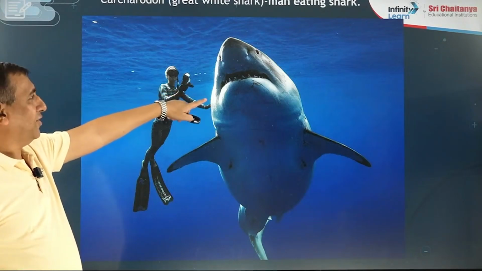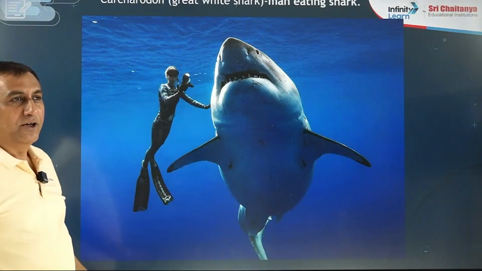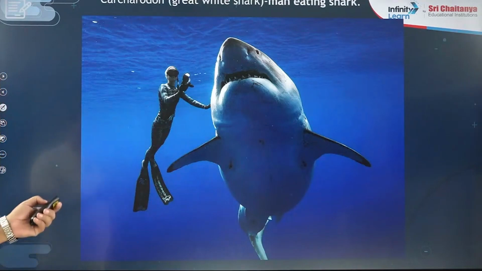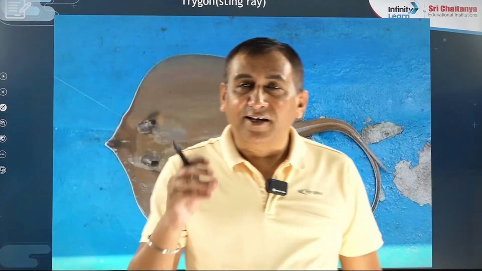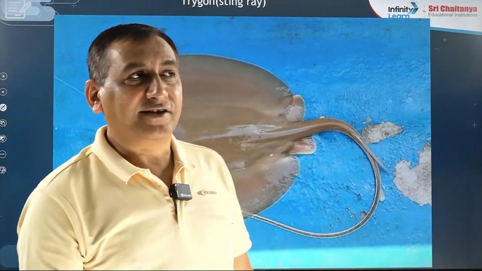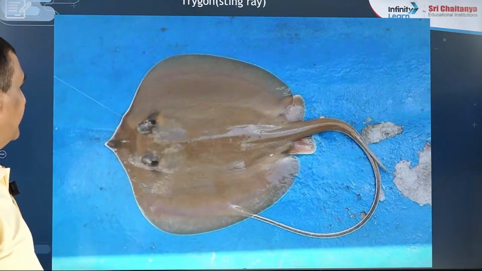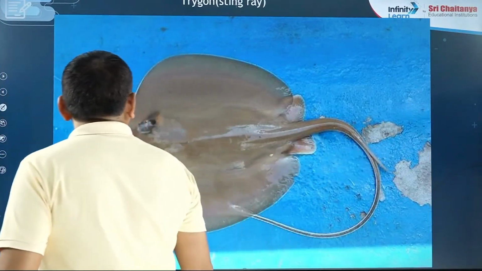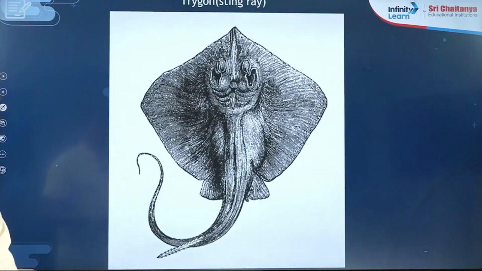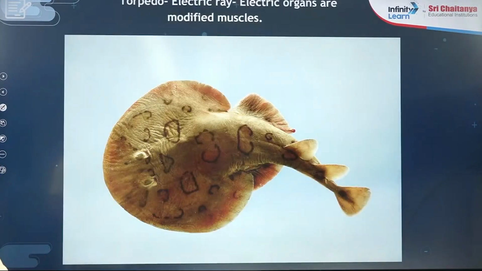Man is following Carcharodon, Carcharodon is following the human being. So Carcharodon, the great white shark, has the man-eating property. Trigon, the stingray, is again a very dangerous fish. See, it has one sting, and this sting is a poisonous sting.